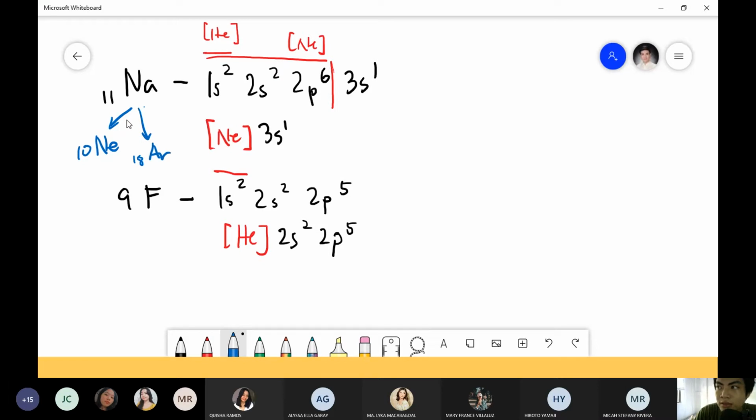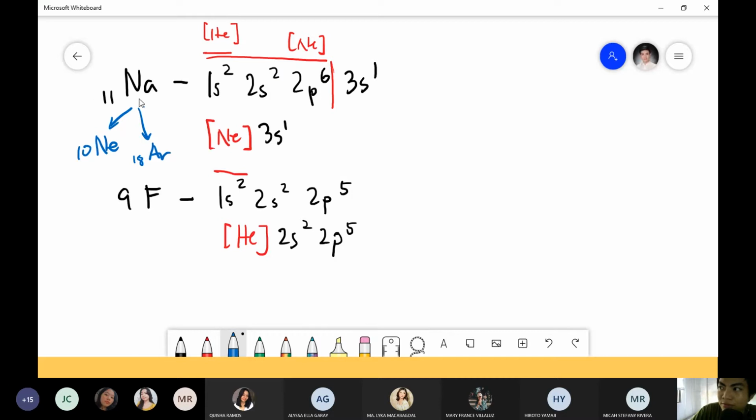Okay? So, sodium was thinking, if I copy neon, all I have to do is to lose 1 electron. Okay? If I want to copy argon, I have to gain 7 electrons. Saan nanggaling yung numbers? Okay? So, just look at the atomic numbers.